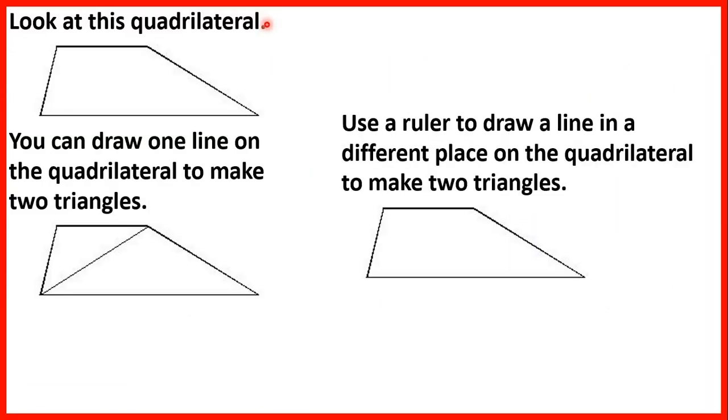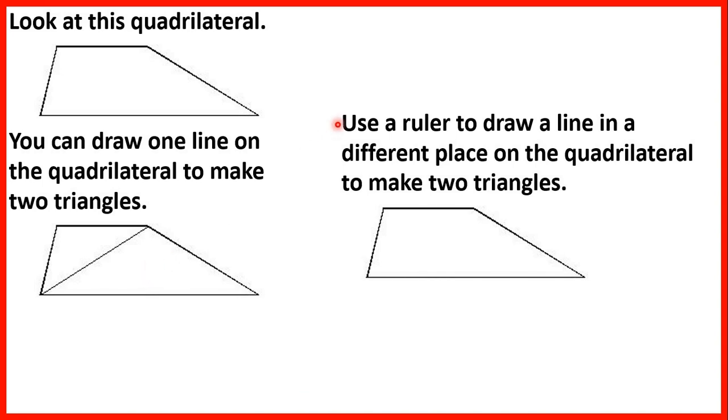Look at this quadrilateral. So remember, a quadrilateral is a shape with 4 sides, because quad means 4. You can draw one line on the quadrilateral to make 2 triangles. So here they've joined this corner, and because they've done that, they have a triangle here, so a 3-sided shape here, and a 3-sided shape here.